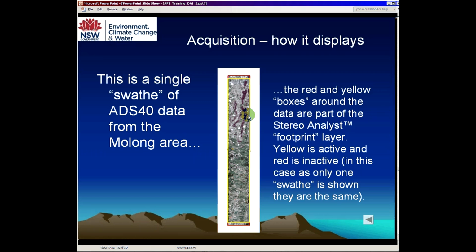This is a swathe of information that's been pulled into ArcGIS. This is how it displays a single swathe. The yellow box around the outside indicates that it is the active or selected swathe, and it will be displaying in the stereo window, which we'll talk about more in later sections of this talk. The two adjacent swathes will show up, one outlined in red, one outlined in yellow, the yellow being the active swathe.